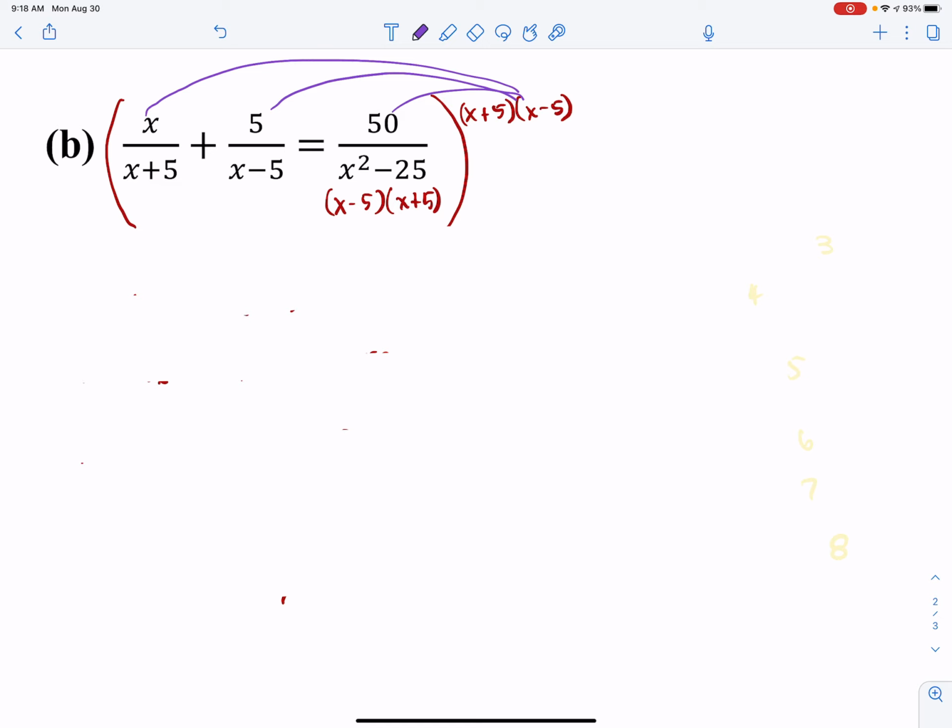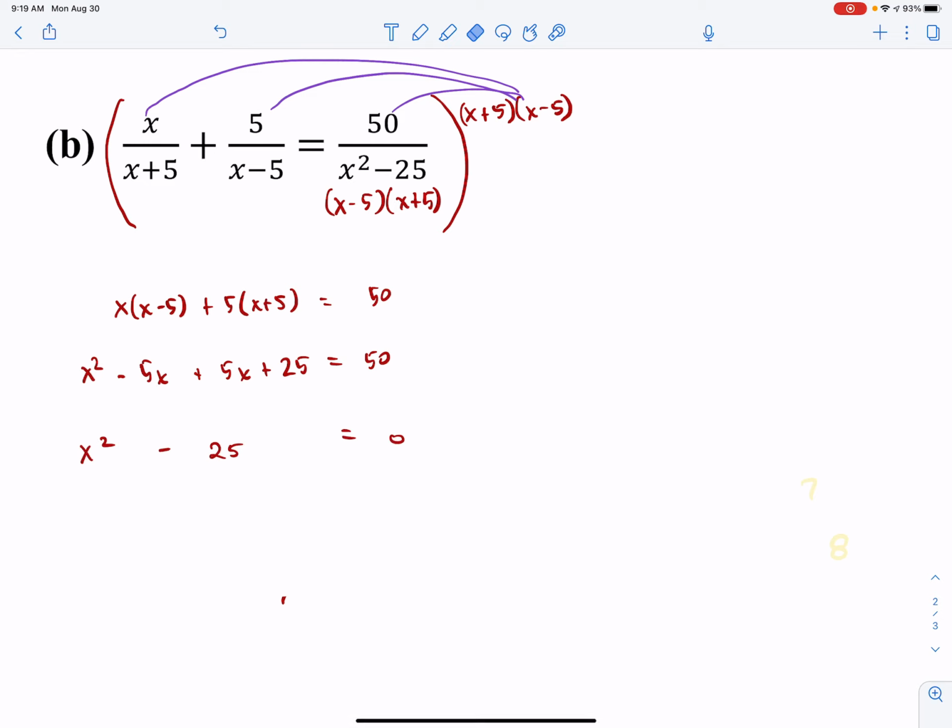For the first term, x plus 5's cancel. The only thing that's going to be left over is going to be an x and an x minus 5. When you distribute to the second term, the only thing that's going to be left over is a positive 5 and an x minus 5. And then when you distribute to the third term, everything cancels, leaving you only with a 50. Let's go ahead and distribute. And then we'll combine our like terms.